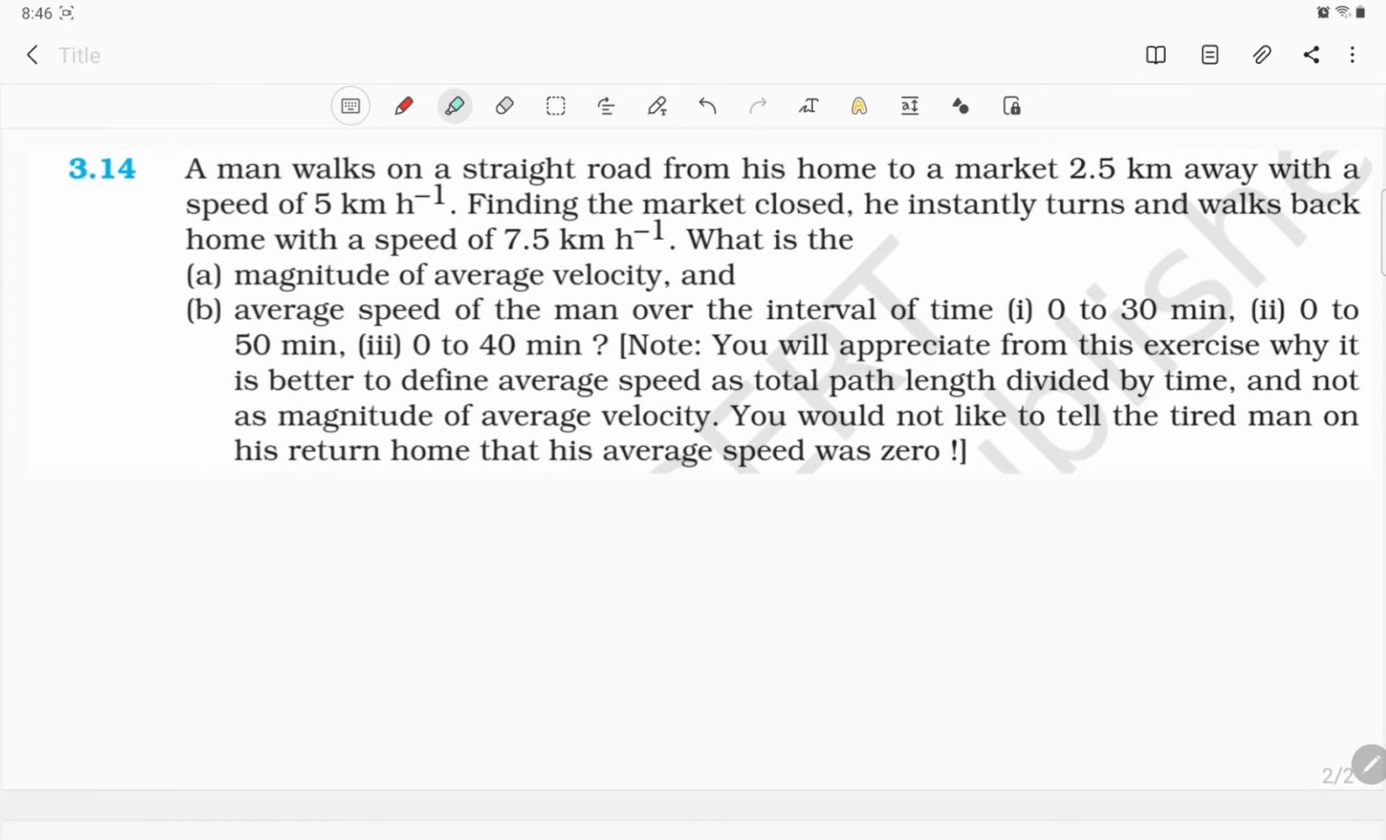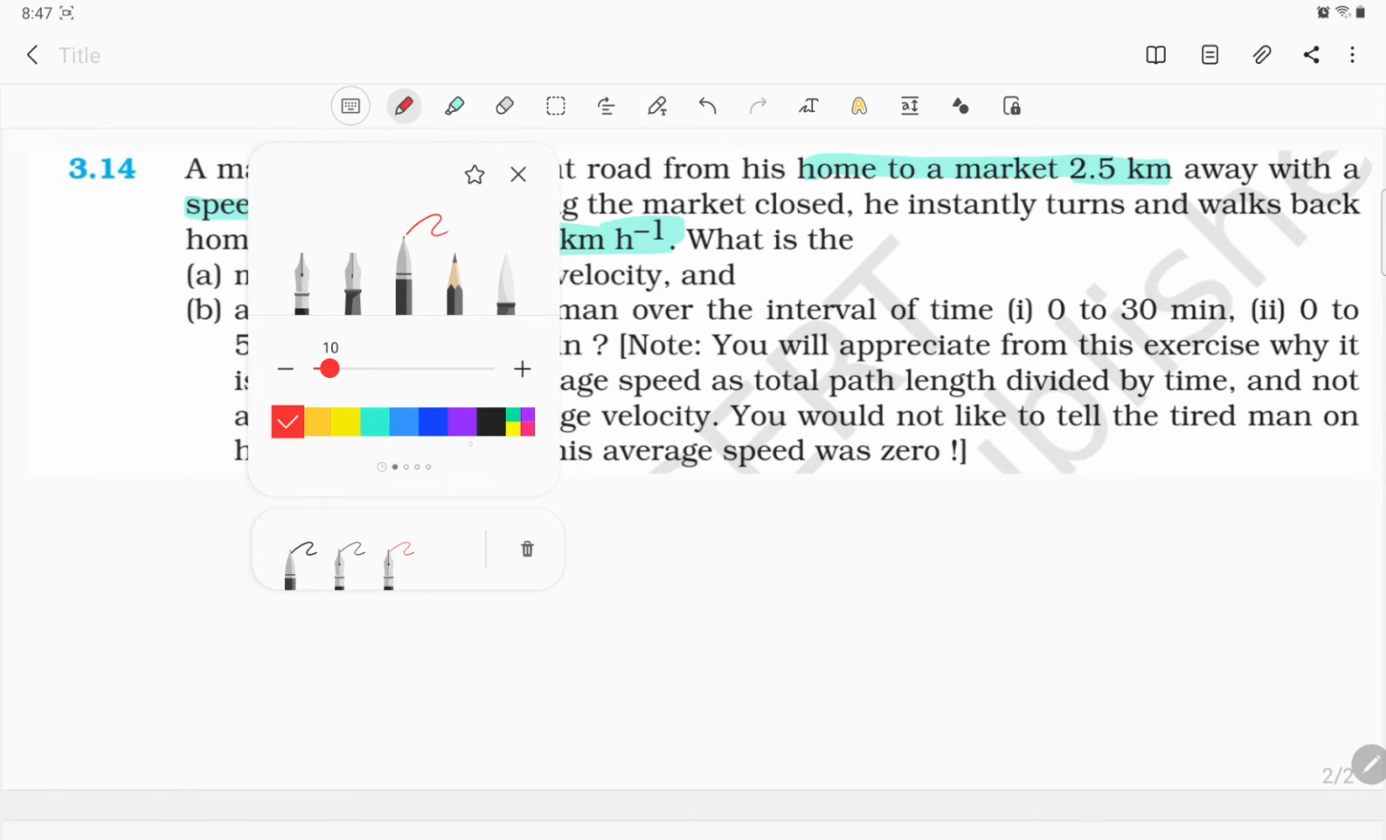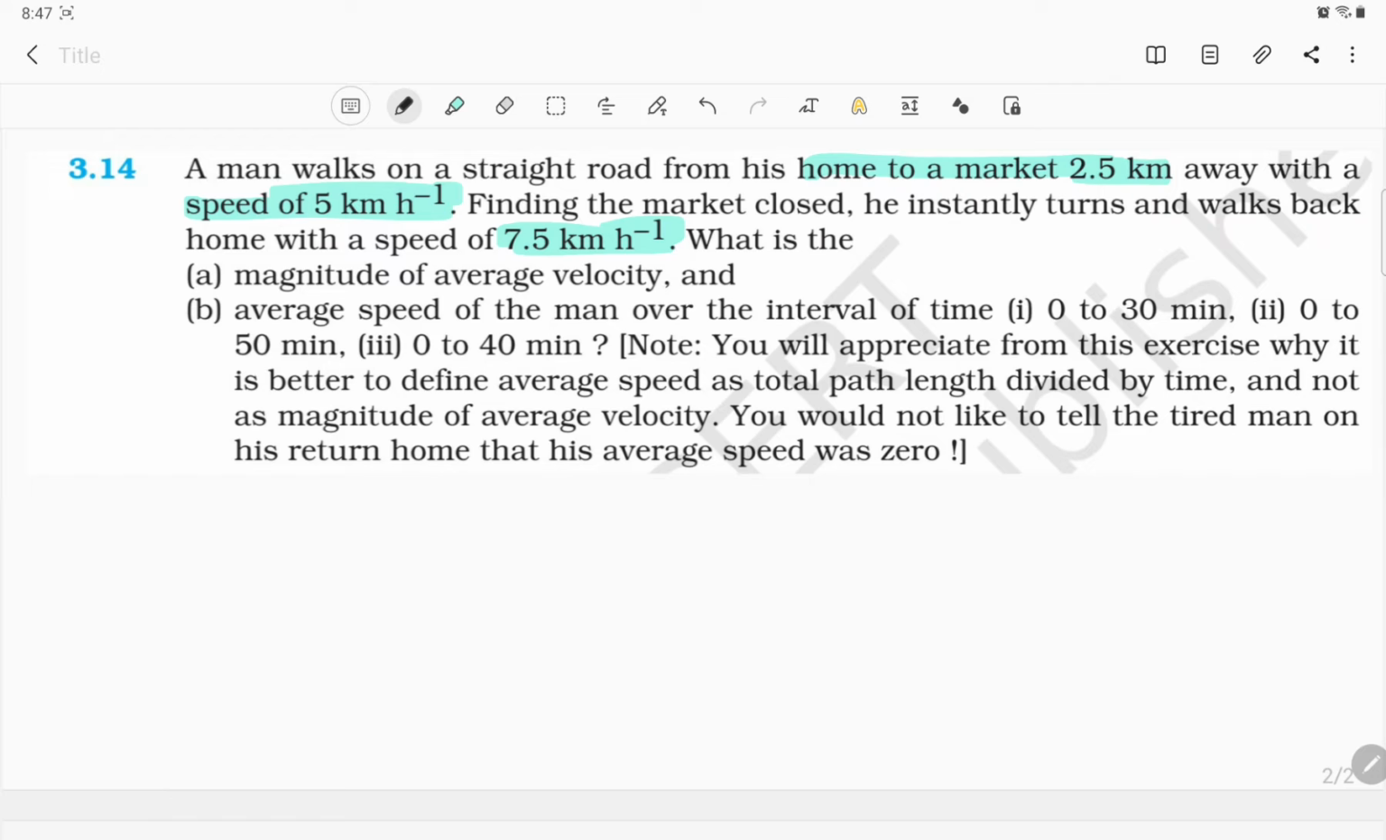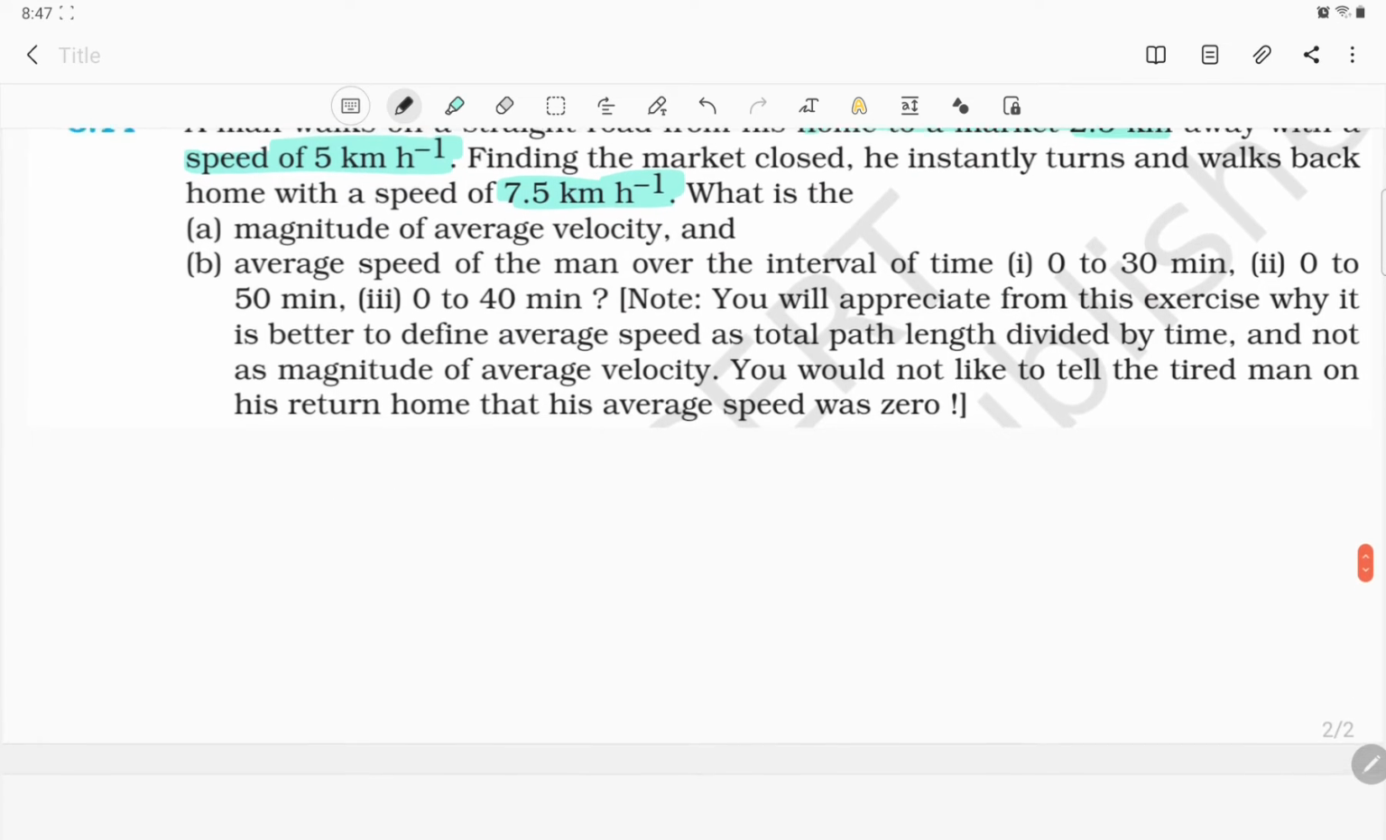Next question is 3.14. A man walks on a straight road from his home to market 2.5 kilometer away with a speed of 5 kilometer per hour. Finding the market closed, he instantly turns and walks back home with a speed of 7.5 kilometer per hour. So they are asking us to find out the magnitude of average velocity and average speed. So before that, let me just write the inputs.